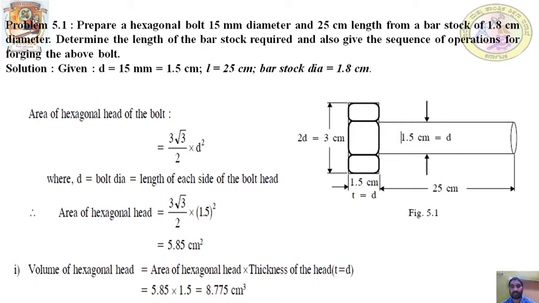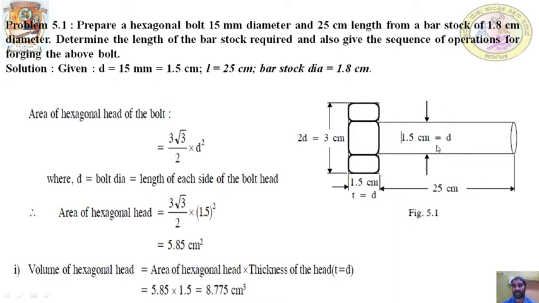You will be given a bar stock, that is nothing but the raw material. The raw material given is 1.8 centimeter in diameter. The length is not given, so that length only you need to calculate. You need to prepare the hexagonal headed bolt as shown in the figure. The length of the bolt from the bolt end is 25 centimeter.